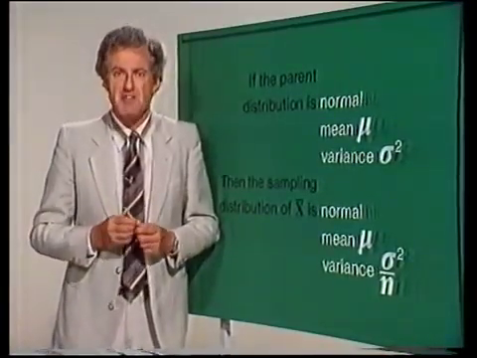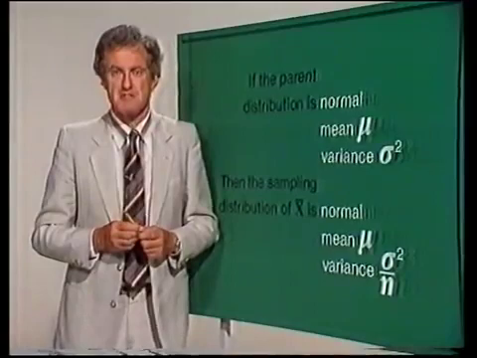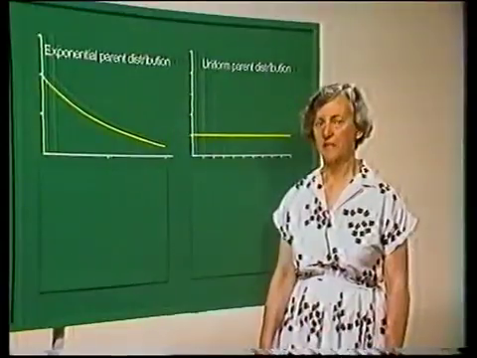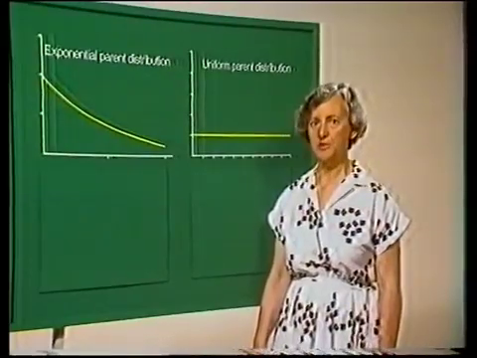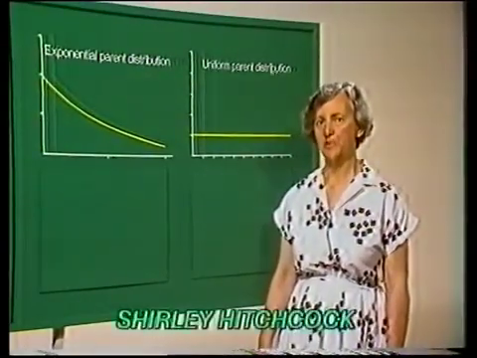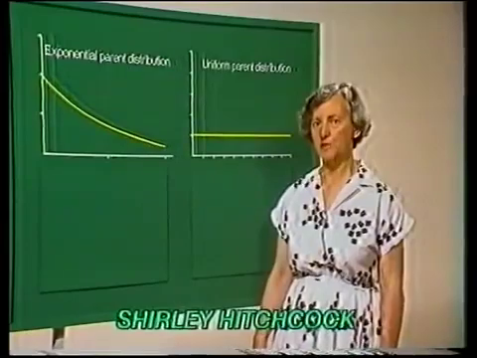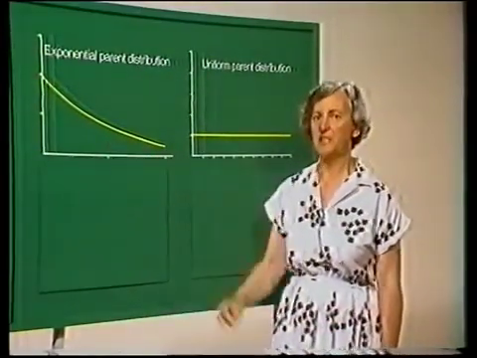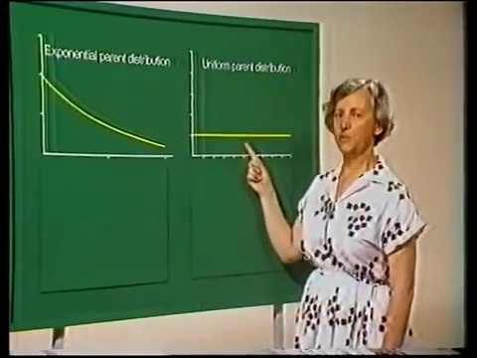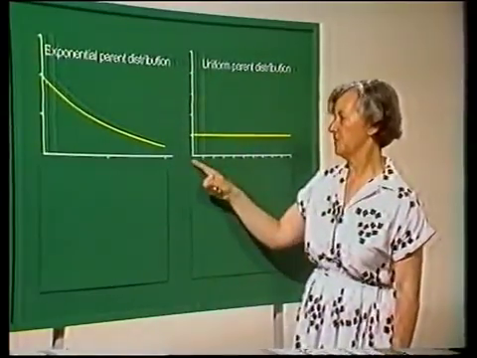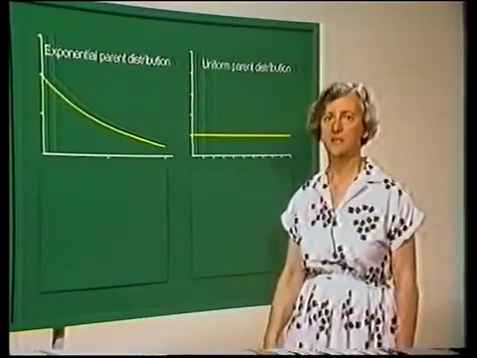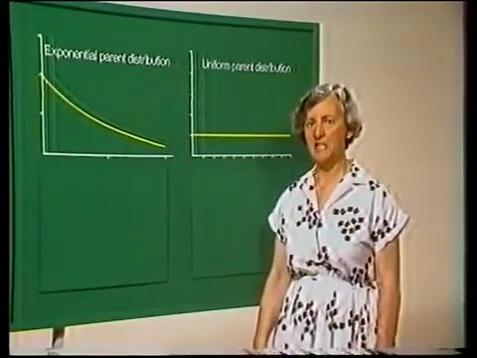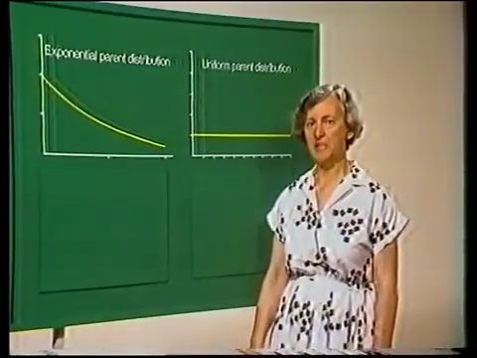So let's take some theoretical parent distributions of different shapes and see what we get. I've chosen two continuous distributions that are familiar to you, both of which have a shape that's very different from the normal distribution. The exponential distribution has a PDF that's very skew, and the uniform distribution has a flat PDF that's restricted to the range 0 to 1. Let's have a look at the sampling distributions of x bar for different sample sizes. First, we'll take the exponential distribution.